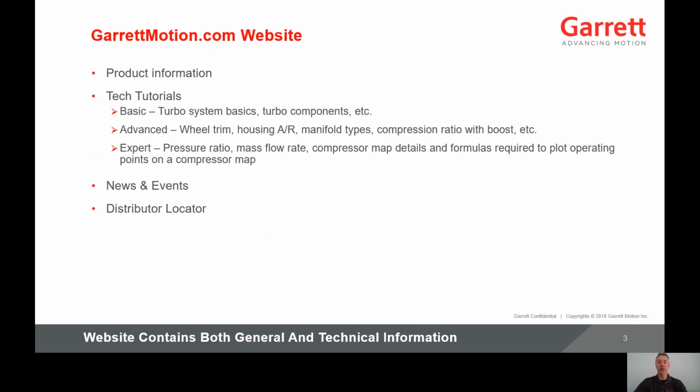The website contains extensive information, both general and technical, and I encourage everyone to look through it. No matter what your experience level, I'm sure you'll find information that will help you in your specific application, or simply increase your knowledge of turbos and turbo systems.